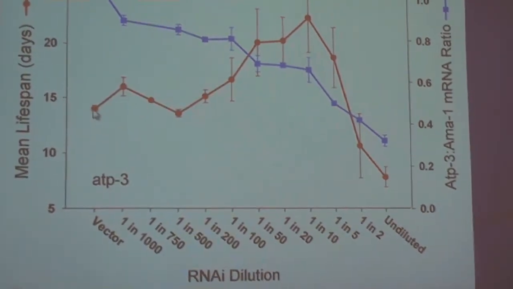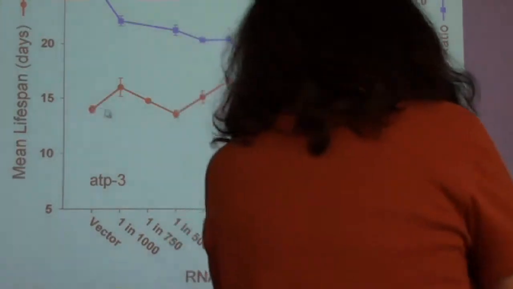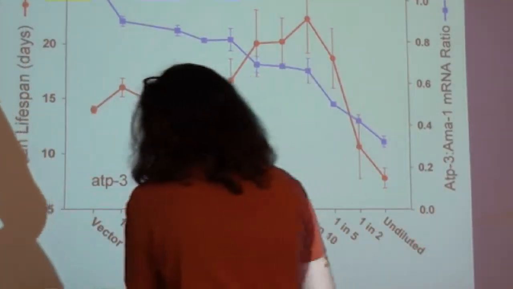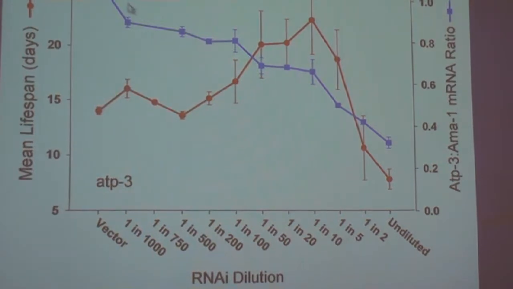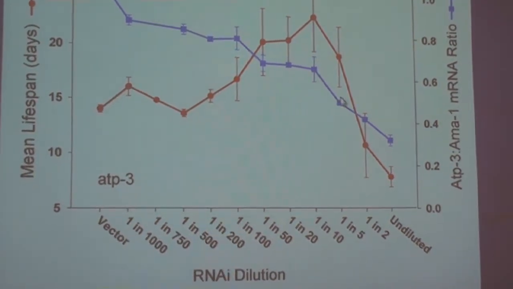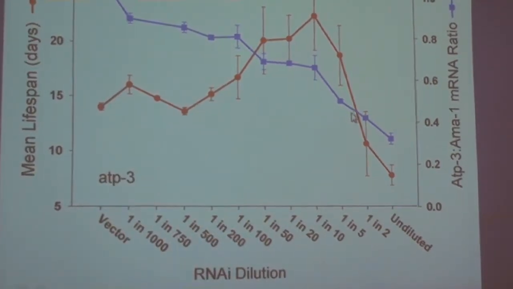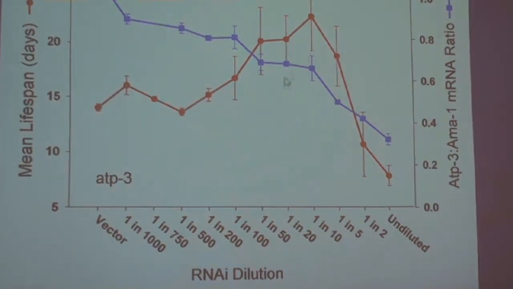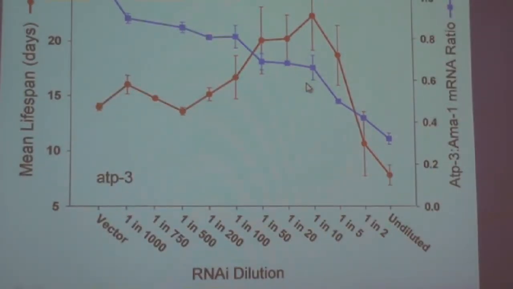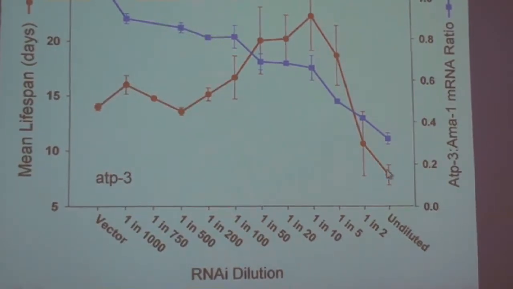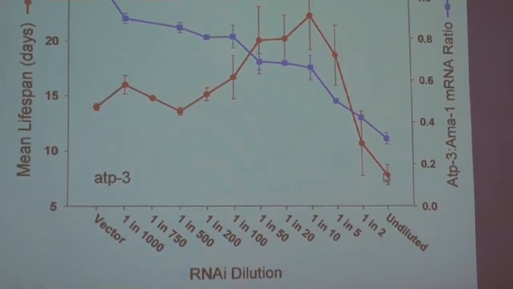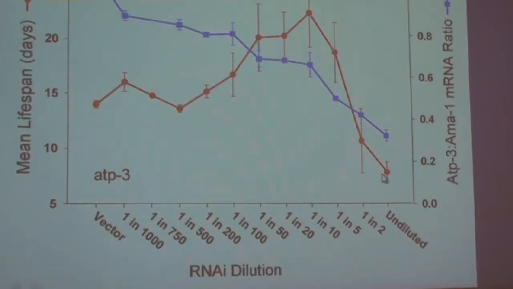And what we see here, this is lifespan in red. What we see is that it's not until we get to about 1 in 100 dilutions that lifespan actually starts to increase. And this is measuring mRNA level. We didn't have an antibody against this protein. But you can see that there's a sweet spot for lifespan. And you can see once you pass that threshold, in actual fact, you shorten lifespan. Obviously, very similar to what you would expect to see in humans.